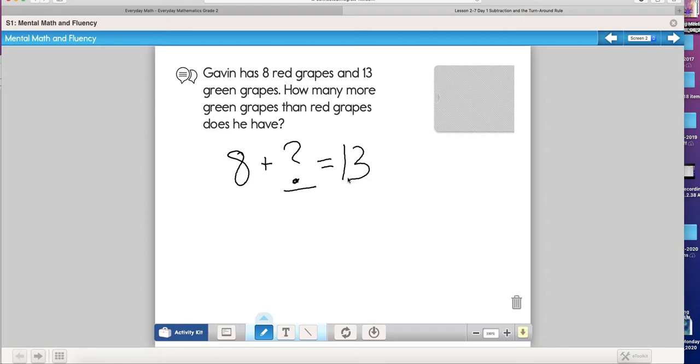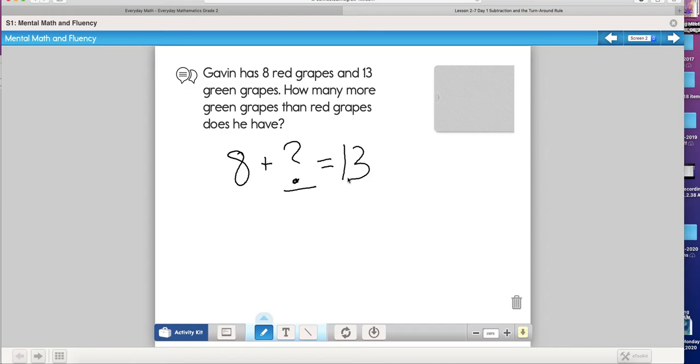And when I say difference in math class, I'm not talking about how green and red are different colors. I'm talking about the answer to a subtraction problem. So they were looking for the difference between green and red. So how you did it is you started at 8 and you counted up a mystery number until you got to 13. Great. There's another way we could have figured this one out.